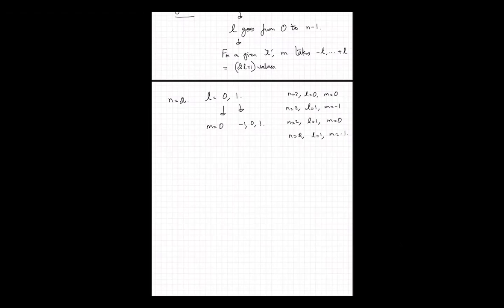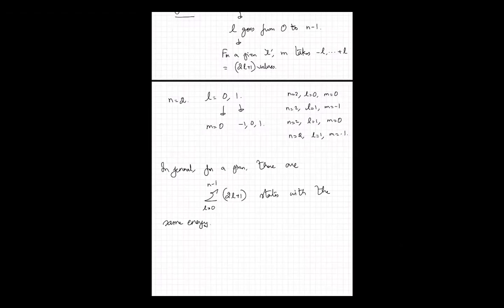So what do I mean by that? Well, again, how many states are there? There are 4 states. In general, let's work this out. For a given L, there are 2L plus 1 states. And for a given n, L can go from L equal to 0 to n minus 1. States with the same energy.